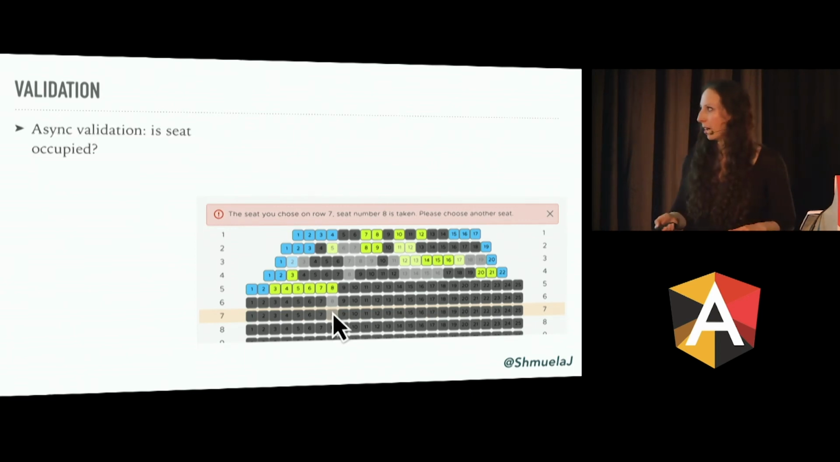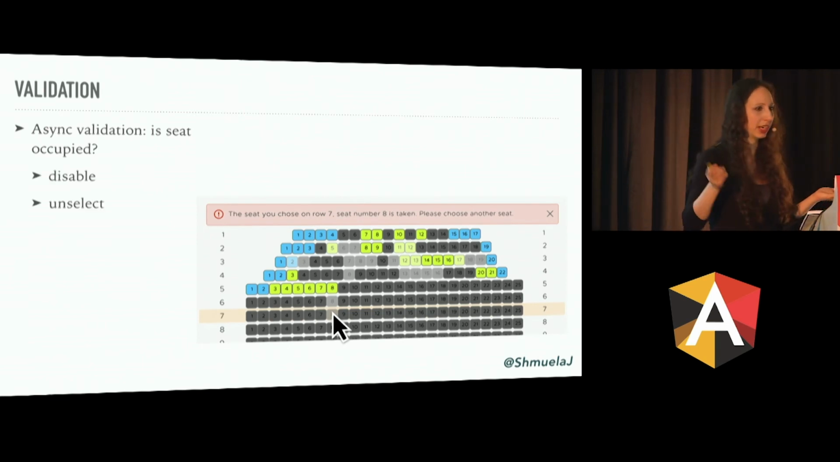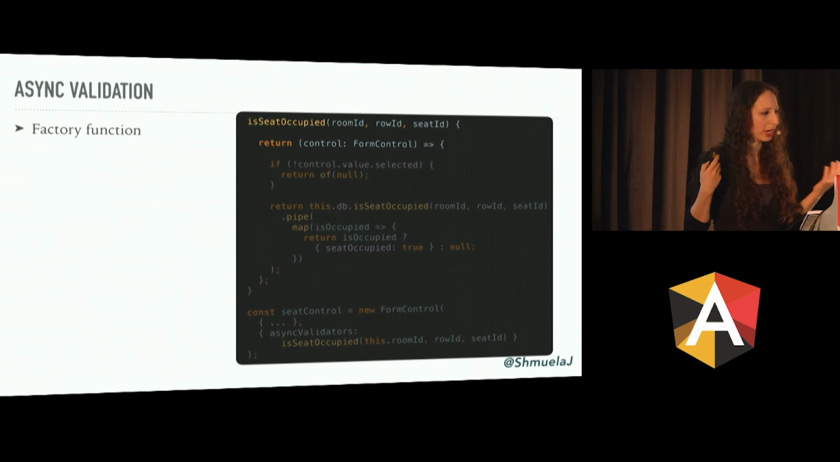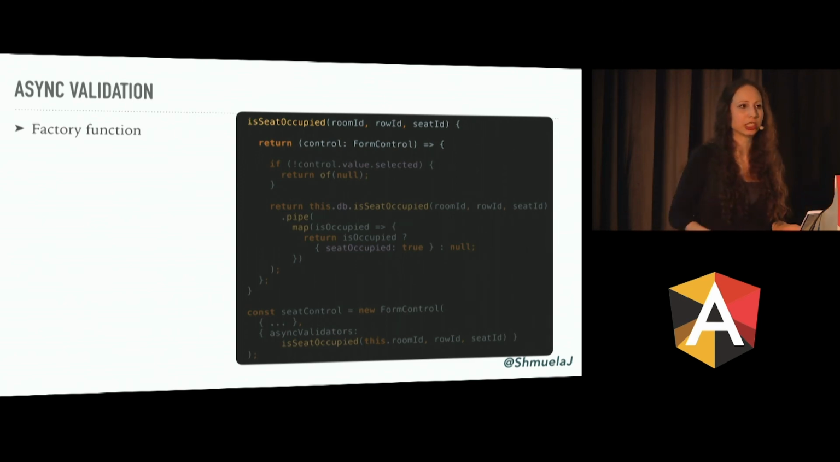But if we're talking about the async validation, whether the seat is occupied and we want to disable it and unselect it if it is occupied, and show an error message, so what can we do? Well, for writing validations in forms in Angular, you actually just write a function that gets a control. But a lot of times you will see that you write a factory function. Okay? So this is an example of a factory function for using as a validator.